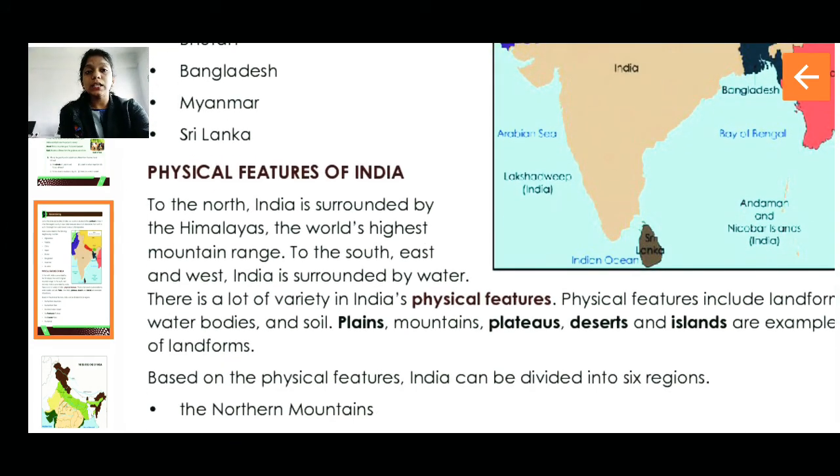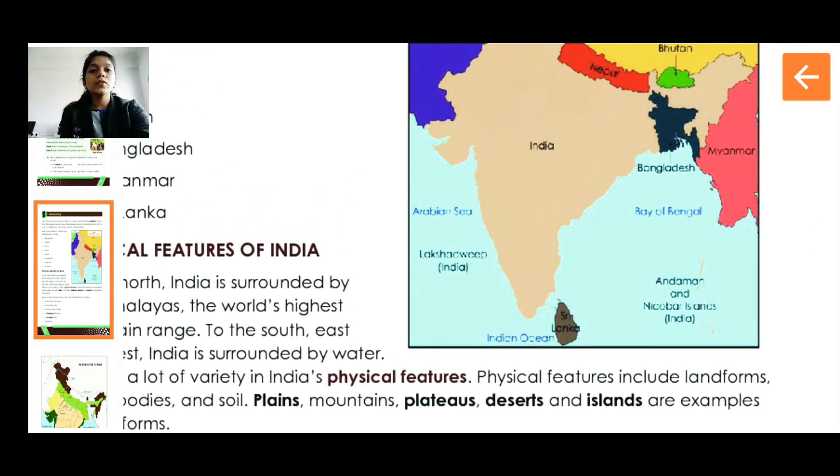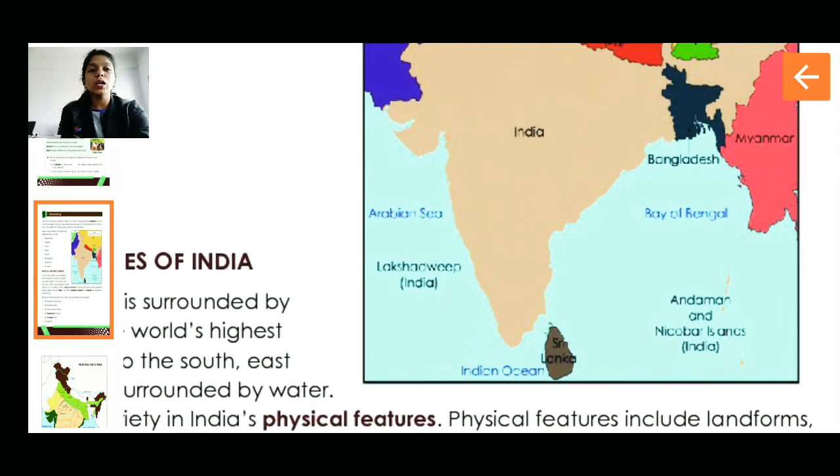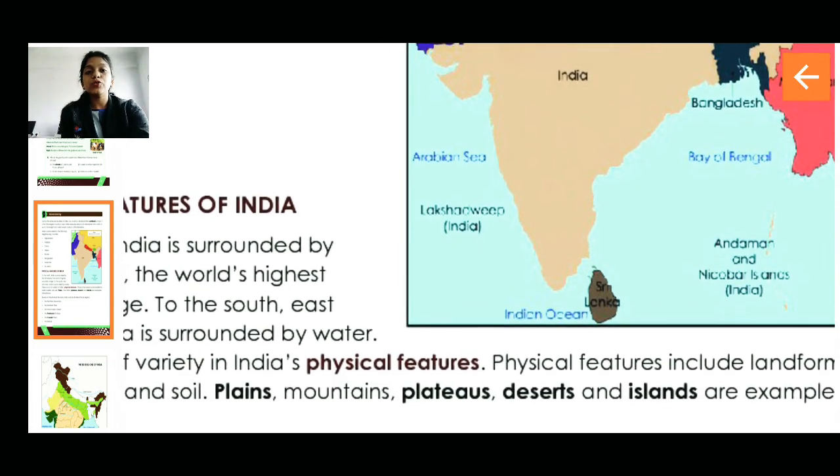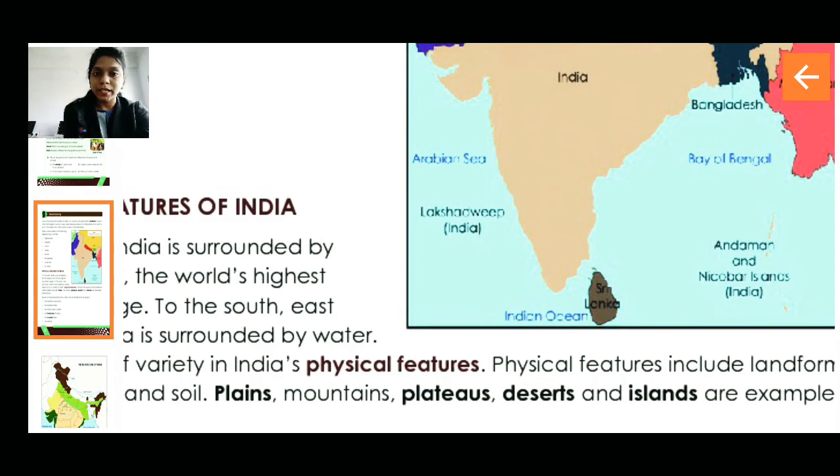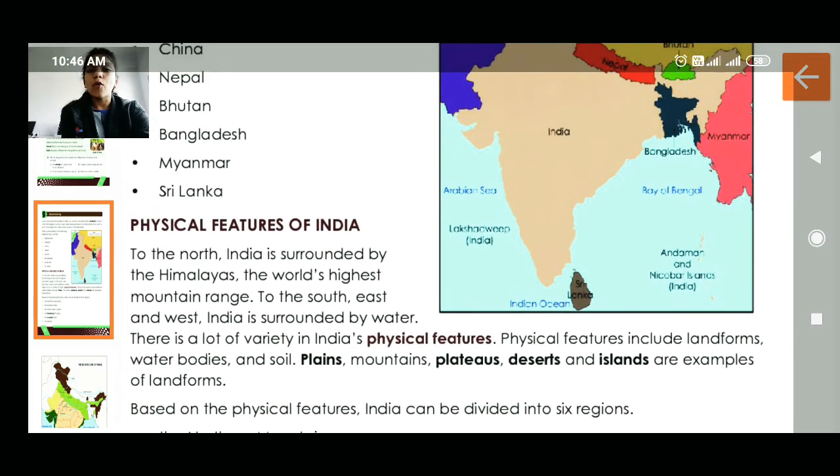To the south, east and west, India is surrounded by water. If you can see this map, all this blue color, it is water. Therefore, the south, east and west of India is surrounded by water.